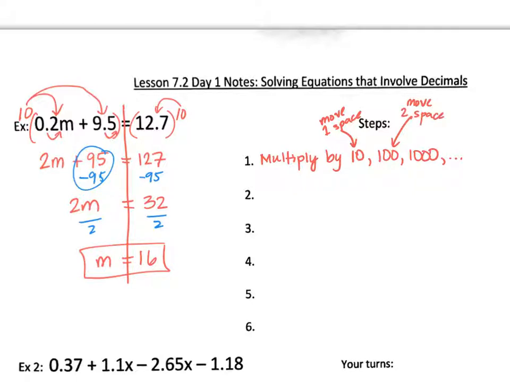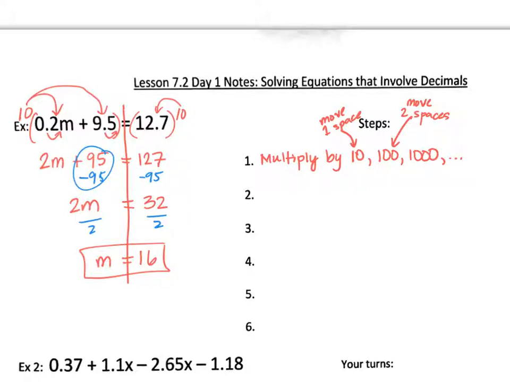So you can relate the number of spaces to the number of zeros that are in that power of 10. And also keep in mind that if I multiply this by 10, I have to multiply this by 10, I have to multiply this by 10. Even if there's no decimal here, or if it's at the end, it doesn't matter. Remember that in any equation, whatever you do to one side, you have to do the same exact thing to the other side. So I can't choose, let's multiply this by 100 and then this by 10 over here. You can't do that. You have to choose the same number. So that's step number one.